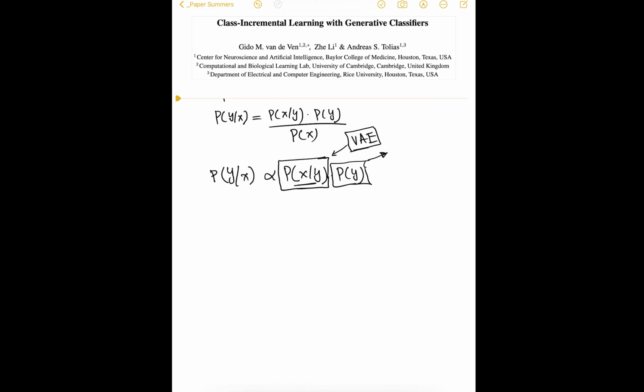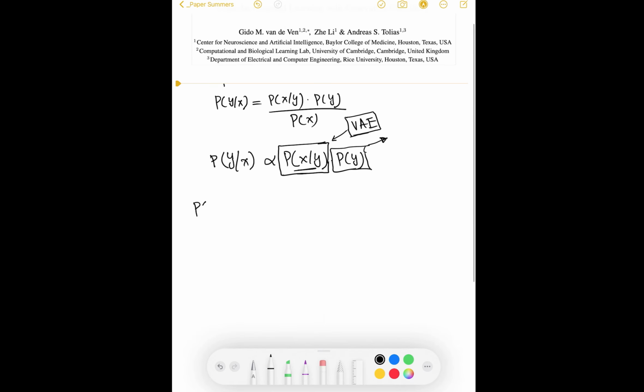Once we have this conditional density, the author in this paper uses importance sampling, like this. I'll explain each term in this expression.